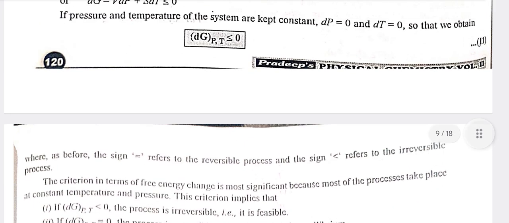dG is less than or equal to 0. As before, the sign equal refers to a reversible process and the sign less than refers to an irreversible process. The criterion in terms of free energy change is most significant because most processes take place at constant temperature and pressure. This criterion implies that if dG is less than 0, the process is irreversible. If dG equals 0, the process is reversible. If dG is greater than 0, the process does not occur.